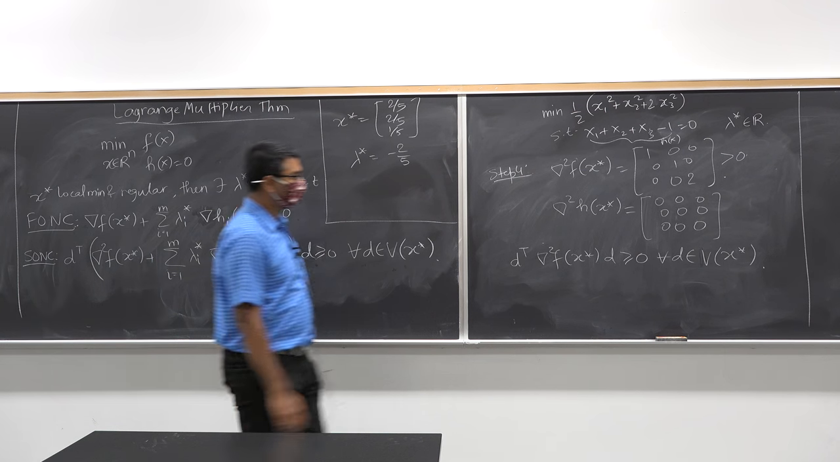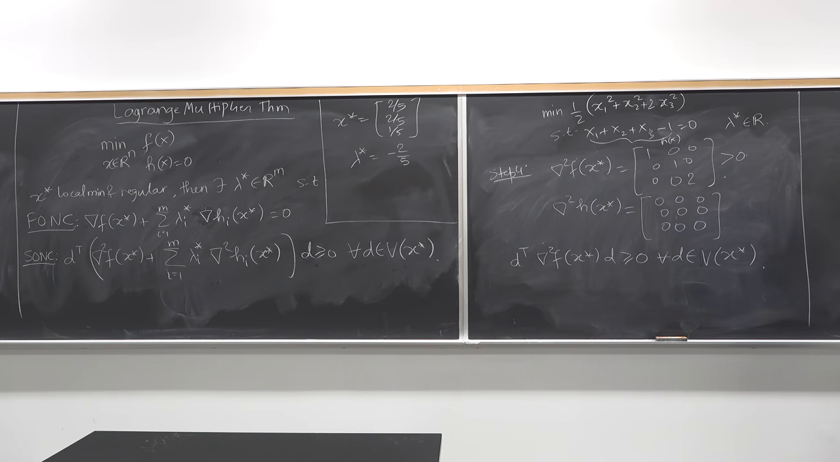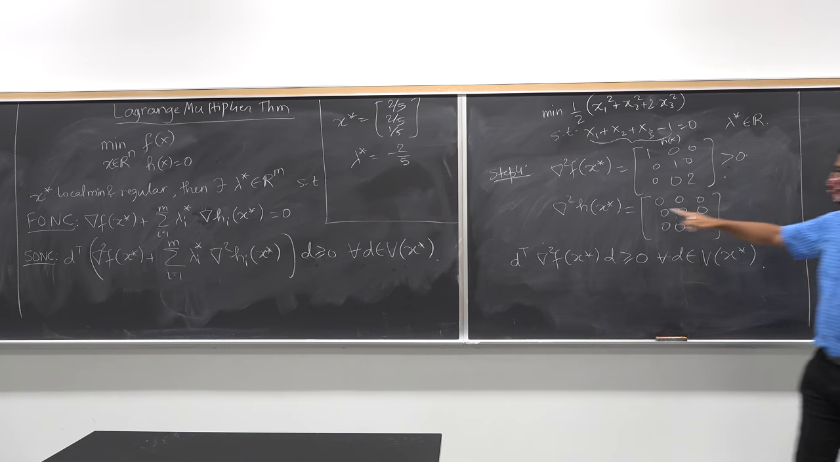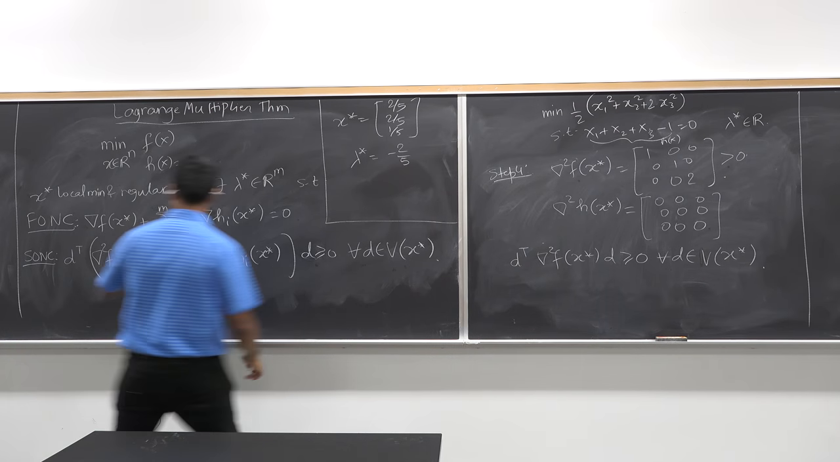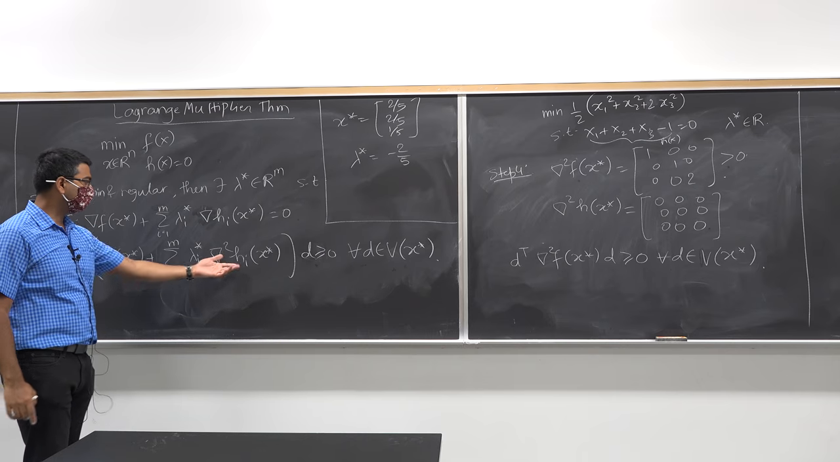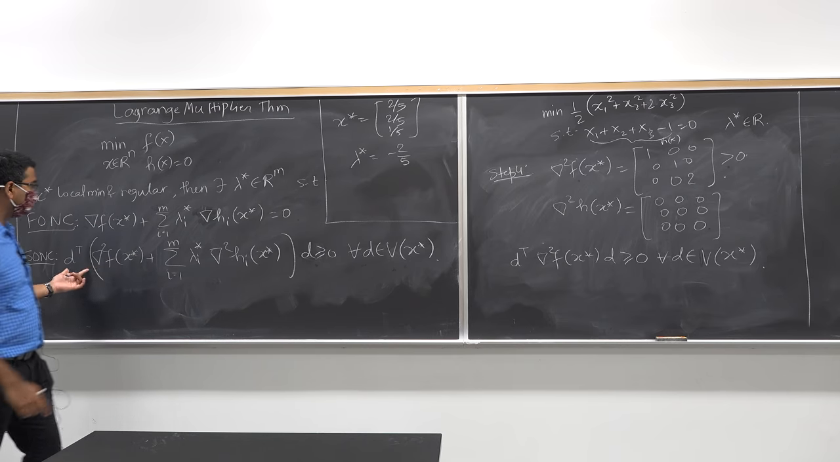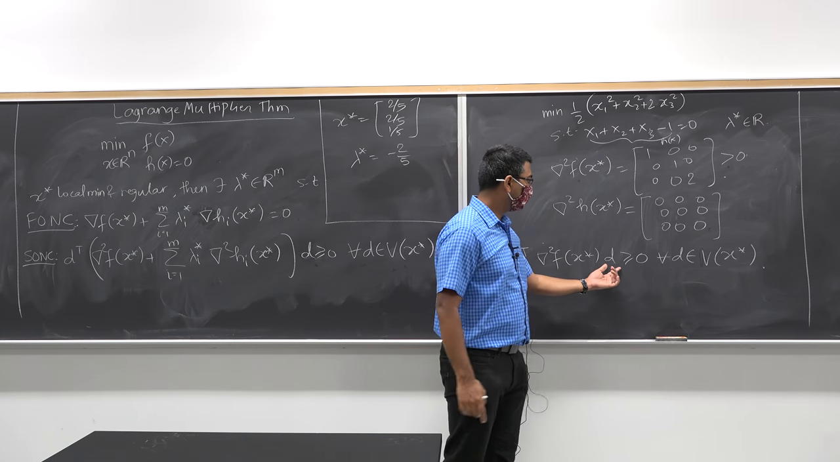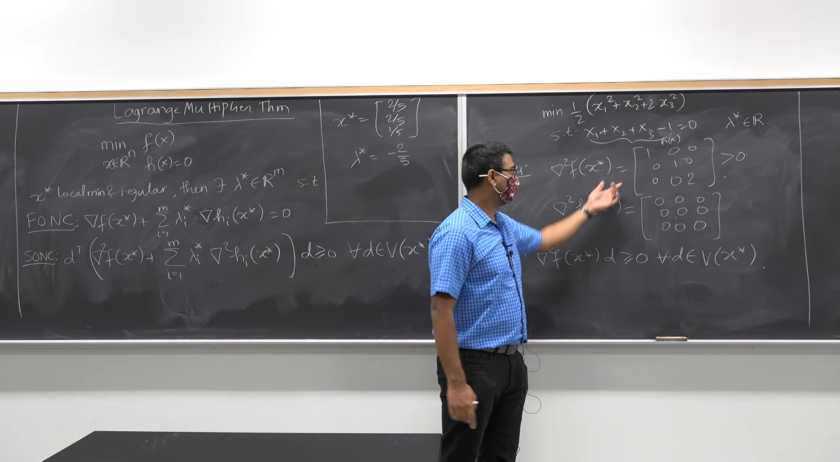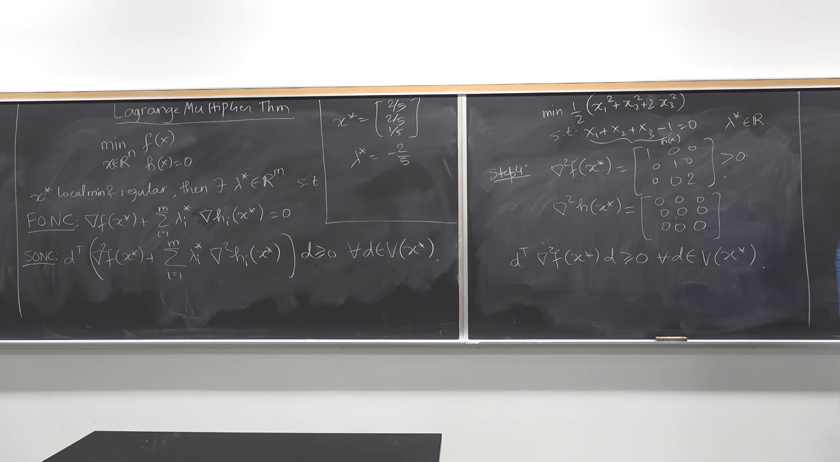Okay. Any questions so far? Yes, please. For this case? Yeah. So this one is strictly positive definite. So the second derivative of f at x star plus, this is a zero matrix, so I don't care about it. If I look at the second derivative of f at x star multiplied by d transpose on this side and d on this side, it has to be greater than or equal to zero because it's positive definite. Any other question? Okay.